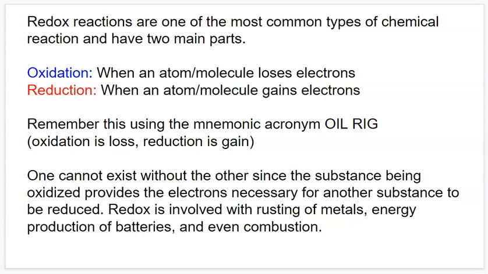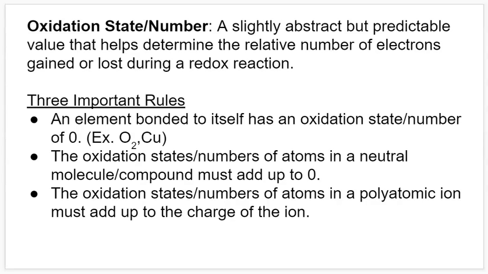To analyze how this works, we have a tool called the oxidation state, or the oxidation number. This is an abstract value that we can assign to an element in a chemical equation to help determine the relative numbers of electrons that are gained or lost during a redox reaction. And there are some rules that we follow to determine this.